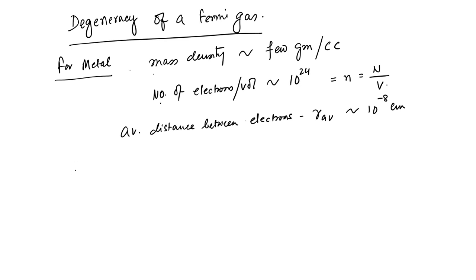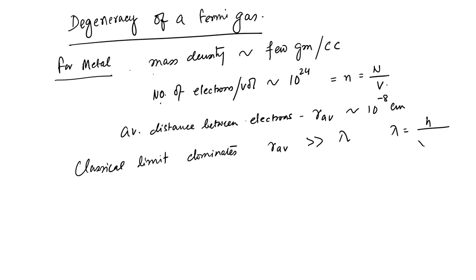Now, when you need the classical limit to dominate, the classical limit would dominate if this condition is met, that is, R average should be much, much greater than lambda, and this lambda is nothing but the thermal de Broglie wavelength, which we have written several times earlier. At a given temperature T, T is in the denominator, inside the square root. So this is equivalent to T being much, much greater than h divided by 2 pi m k and R average square.